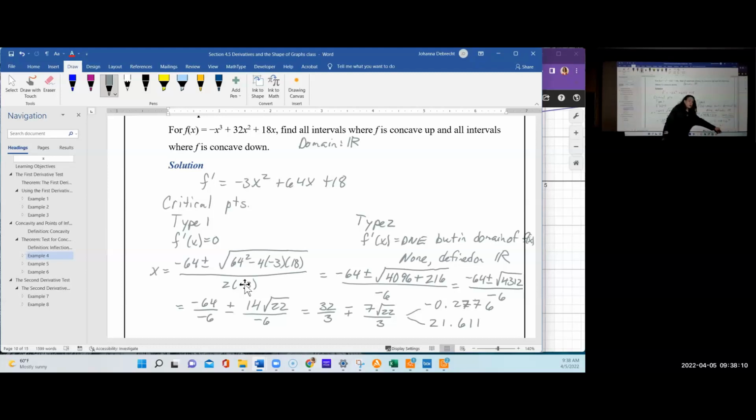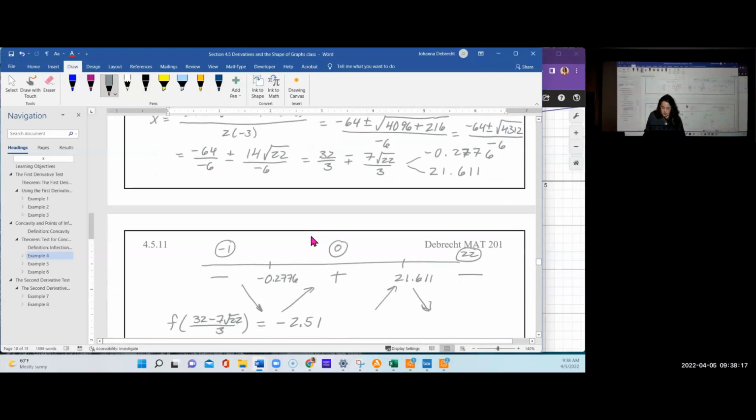0.2776 and 21.611. Now, the next thing we have to do is create a number line. So I use the decimal approximations of those to create the dividing points on the number line. So I have 3 regions because I have 2 critical values. So from negative infinity up to the first one, negative 0.2776. And then from that point up to the second one, 21.611. And then from 21.611 out to positive infinity. Those are our 3 regions.